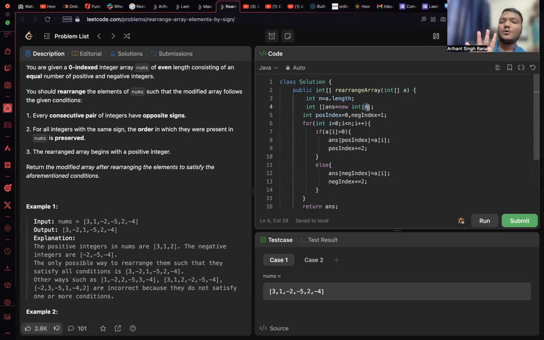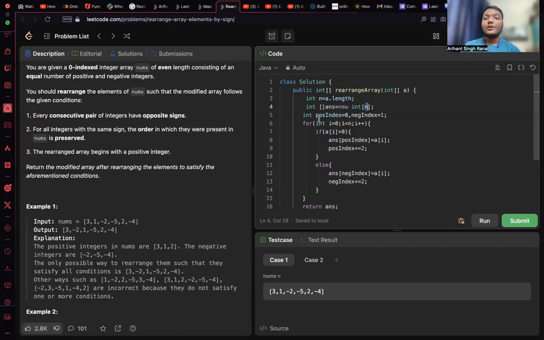Now here comes the main part of the whole question. I am creating two variables which would store two indexes, one for positive numbers and the other for negative numbers. In the previous example, we know that positive numbers always come at even places, and the starting index is always 0. The same goes for negative numbers: they only come at odd indexes, and it always begins from index 1.